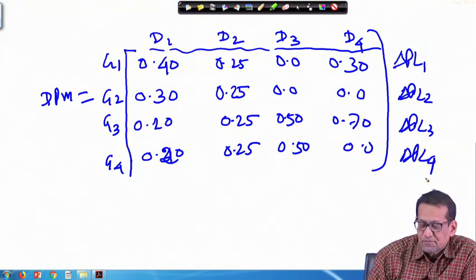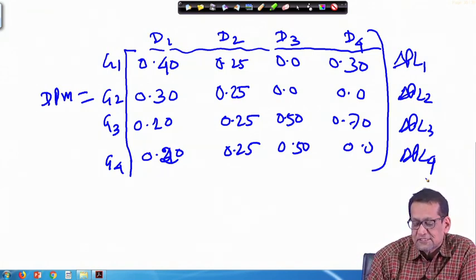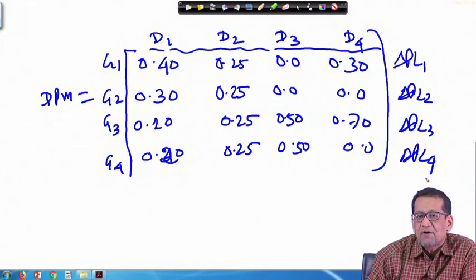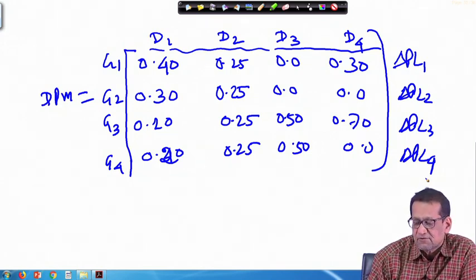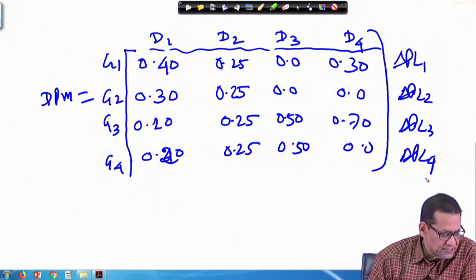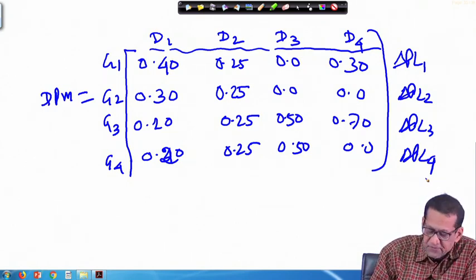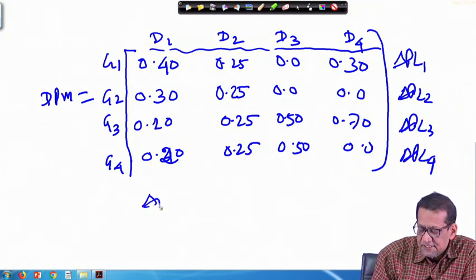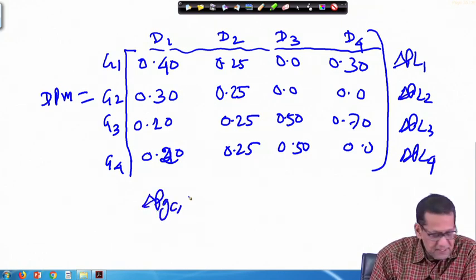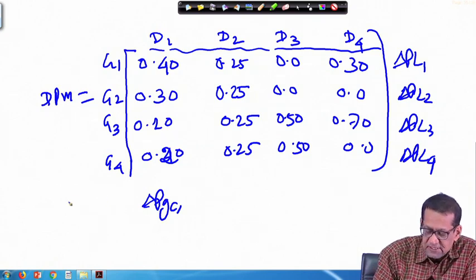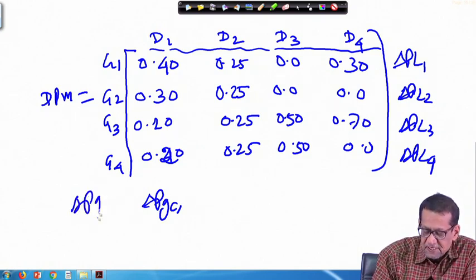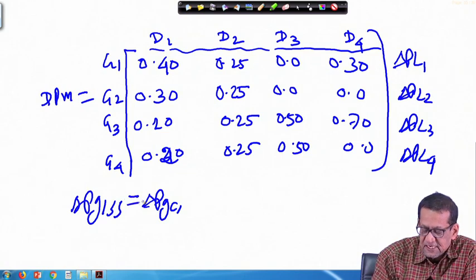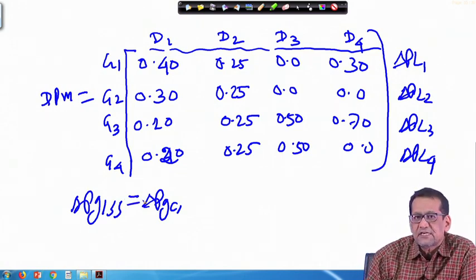Therefore, to find out the steady state values of the power that has to be generated by GENCO 1, GENCO 2, GENCO 3 and GENCO 4 at steady state, without considering the uncontracted power demand. So, delta PGC1, that is the contracted power demand, is nothing but your delta PG1 steady state. This much power will be generated.